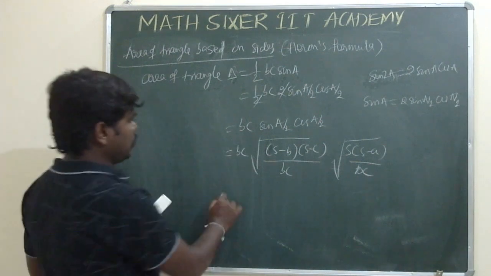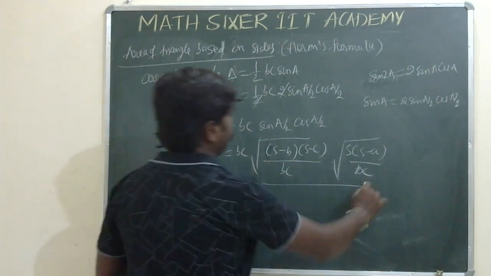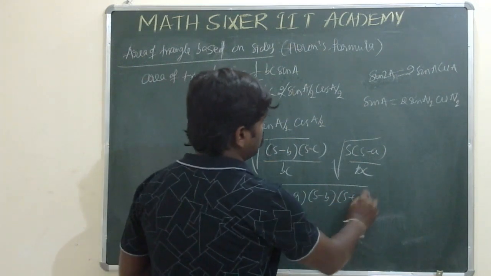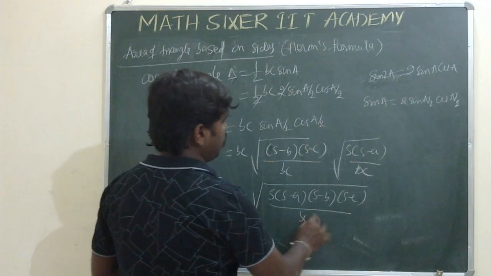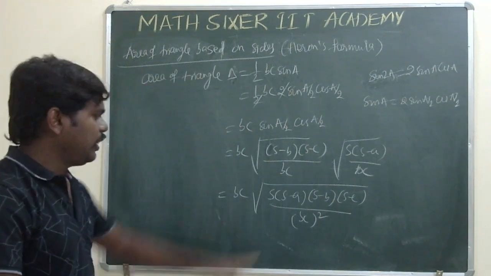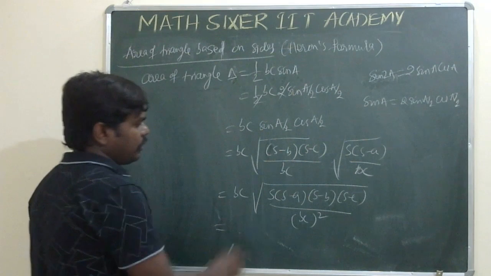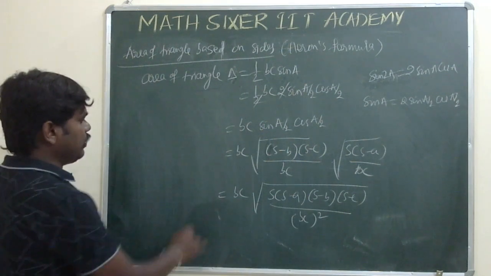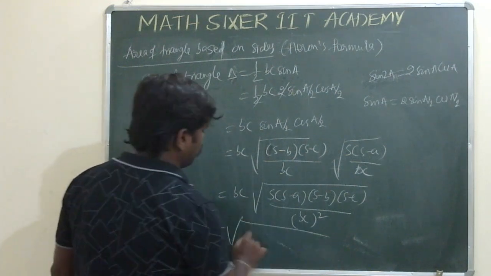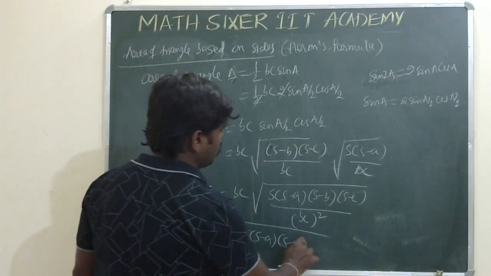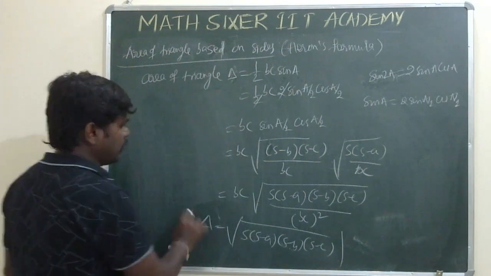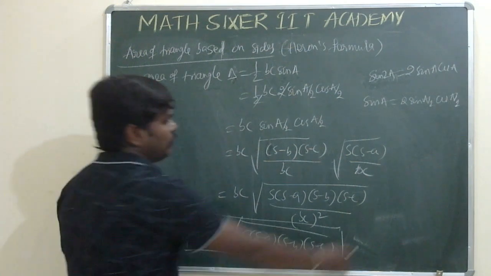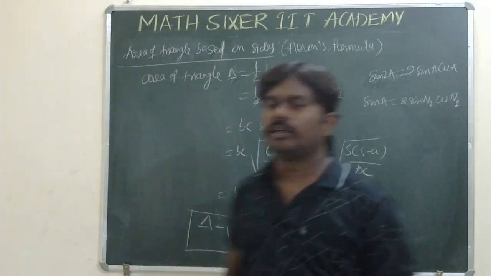Okay, so now when you are writing here s into s minus a into s minus b into s minus c divided by bc square, into bc square, when you write outside, the square root and square will get cancelled, hence your bc and bc will get cancelled. Hence we can write the area of the triangle as the square root of s into s minus a into s minus b into s minus c. This is Heron's formula. Okay, so this is very important, and thank you for watching. Thank you all.